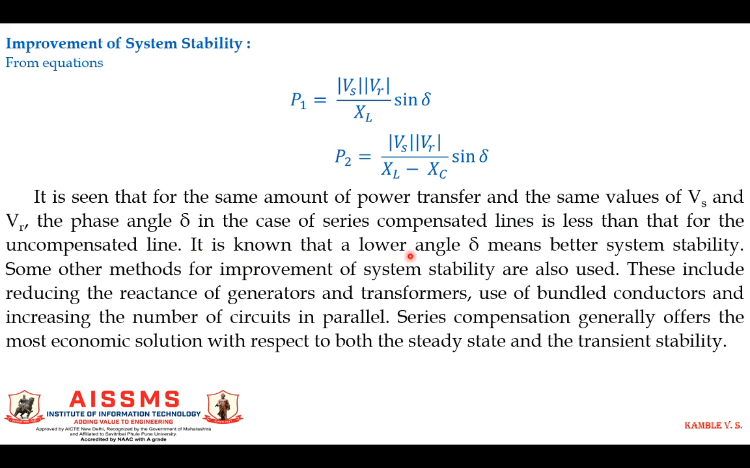It is known that a lower angle delta means better system stability, that is, we will get a larger area for system stability. Some other methods for improving system stability are also used. These include reducing the reactance of the generators and transformers, use of bundle conductors, and increasing the number of circuits in parallel. Series compensation generally offers the most economic solution with respect to both steady state and transient stability.